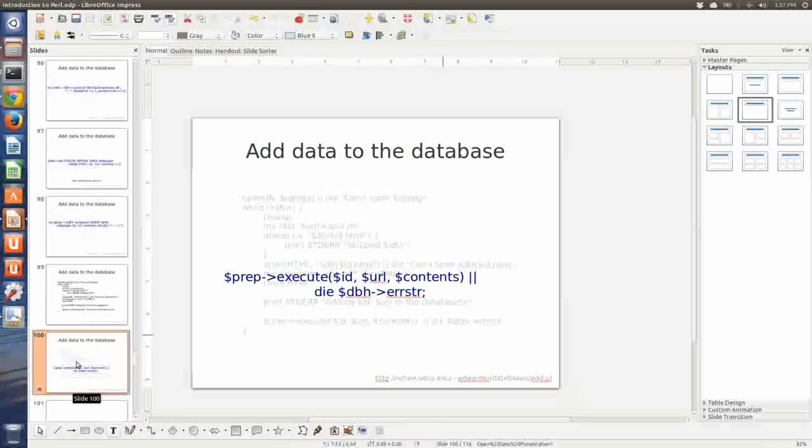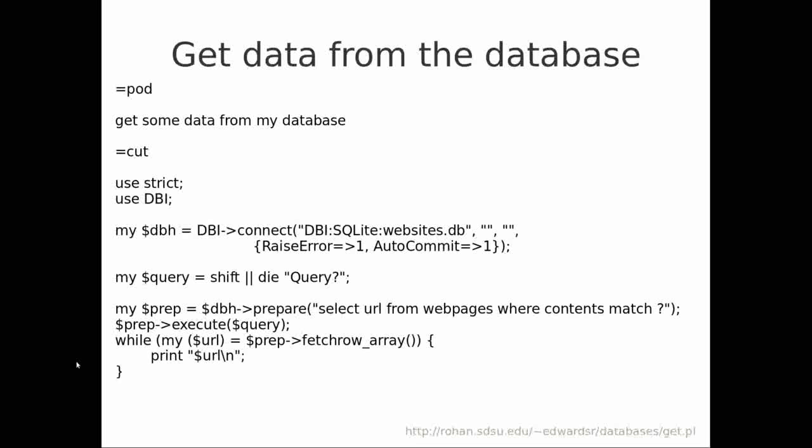The next step, of course, is to retrieve some data from my database. The way that I do that is very similar. It's a very simple piece of code. I connect to my database using my DBI connection to websites.db. I'm going to ask for a word to search, and then I have my query where I say select URL from web pages where contents match. So that's my full text search on contents. And then I print all of the URLs that match. A very simple piece of code, and it's available from the URL shown at the bottom of the screen.